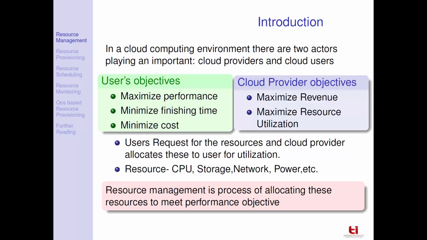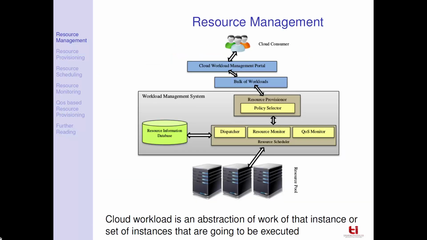So basically, how to allocate these resources is broadly called resource management. Resource management is the process of allocating these resources to meet the performance objectives. If you look at the figure here, the workload details are gathered through the Cloud Workload Management Portal. A cloud workload is an abstraction of the work of that instance or set of instances that are going to be executed. So it is those demands which have to be executed at a given instance of time on the cloud.